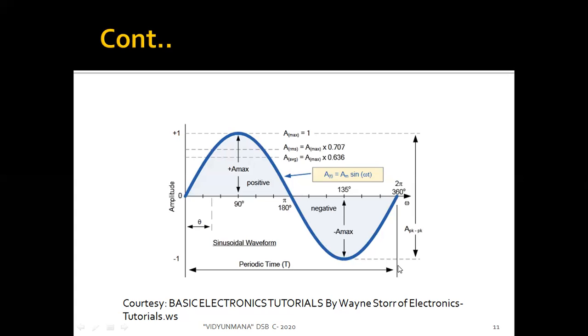The distance from its negative peak value to its positive peak value is called the peak to peak amplitude. It may be voltage or current. It is represented as A peak to peak.